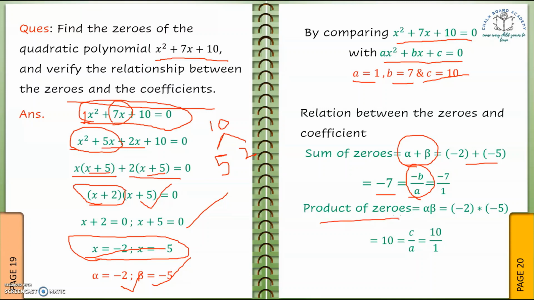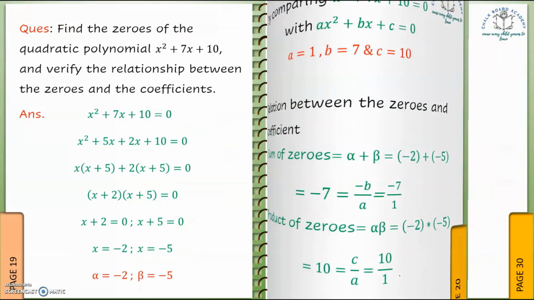Similarly, we have the product of zeros, that is alpha into beta. So it is minus 2 into minus 5. Because here minus 2 is multiplied by minus 5, we get the positive answer as 10. So it's plus 10. That can be written as 10. Now c by a, because we have c as 10, so 10 by 1, which is also equal to 10. So the relationship is also verified here.